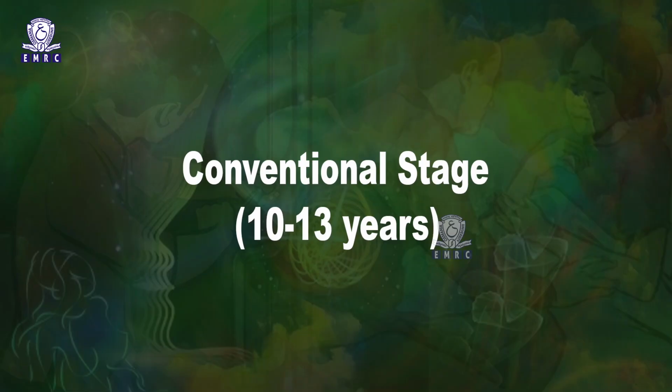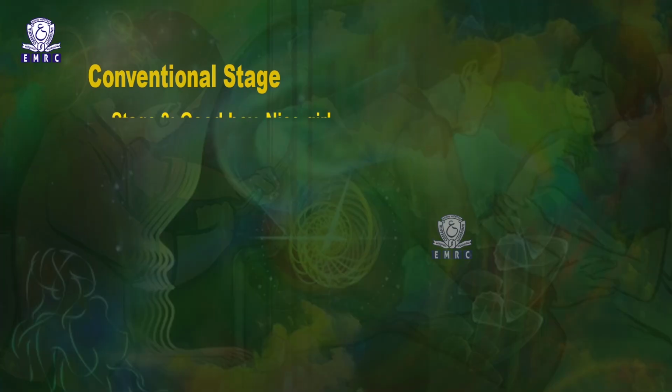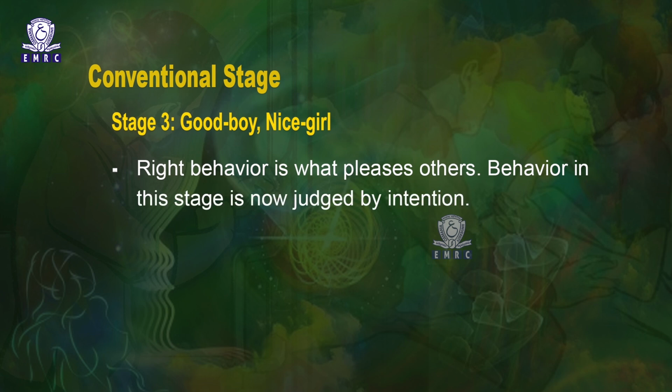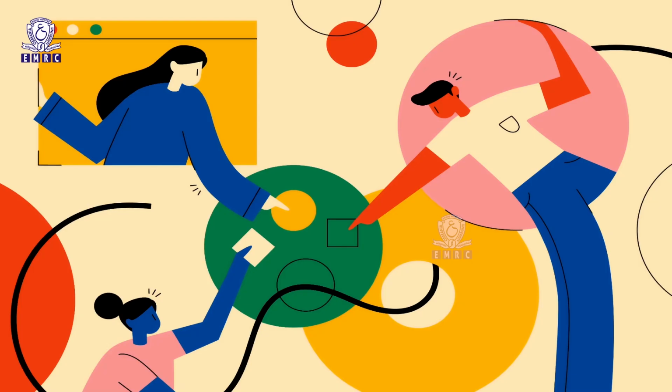Now we move to the next stage, that's the conventional stage. That's from 10 to 13 years. It's a stage where we have stage 3 and stage 4 again. Coming to stage 3, it's the good boy and nice girl stage. Right behavior is what pleases others. Behavior in this stage is now judged by intention. Good interpersonal relationships are looked at in this stage.